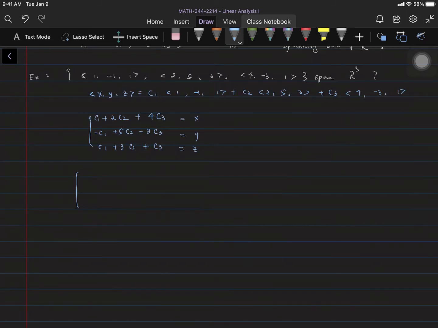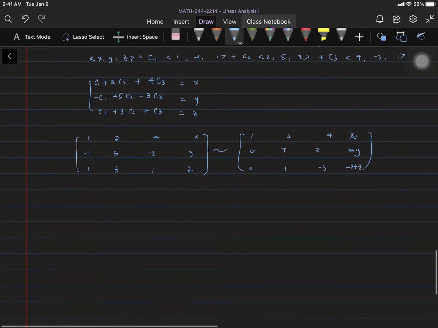I like to do Gaussian elimination, because we don't know the answer, we just want to see if there is a solution or not. This is a pretty easy one, so reduce to row echelon. 1, 2, 4, x1; 0, 7, 2, x plus y; 0, 1, negative 3, negative x plus z.